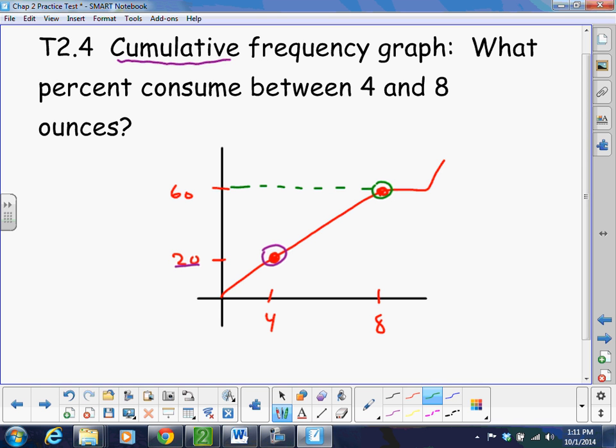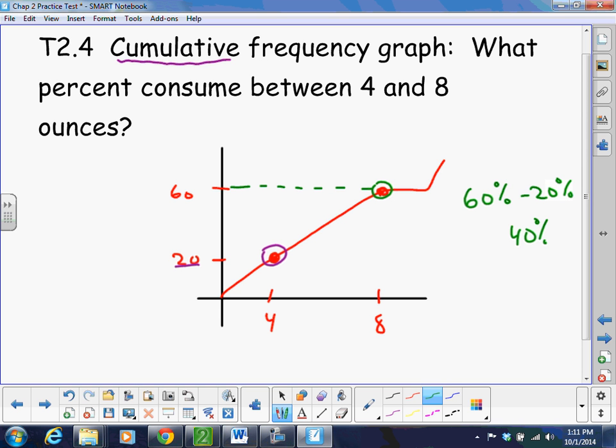Okay, so if we want to figure out what percent consume between 4 and 8, we would just do a subtraction of those two values. Okay, so 60% minus 20%. So the answer here should be 40%, and that was option B.